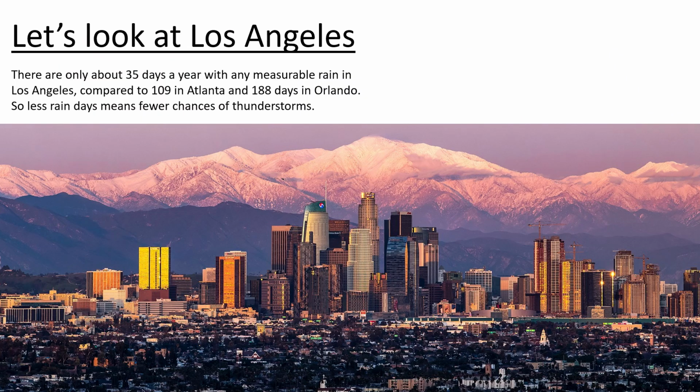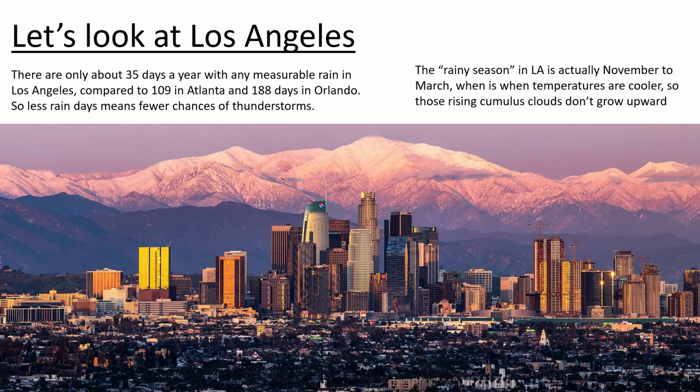Let's look at LA, just for some statistics. There's only about 35 days a year where they get any rain in Los Angeles, compared to 109 here in Atlanta and 188 days in Orlando, Florida. So if you only get 35 days of rain a year, that means you're going to have a lower chance of thunderstorms, because let's face it, not every time you get rain, you get thunderstorms.